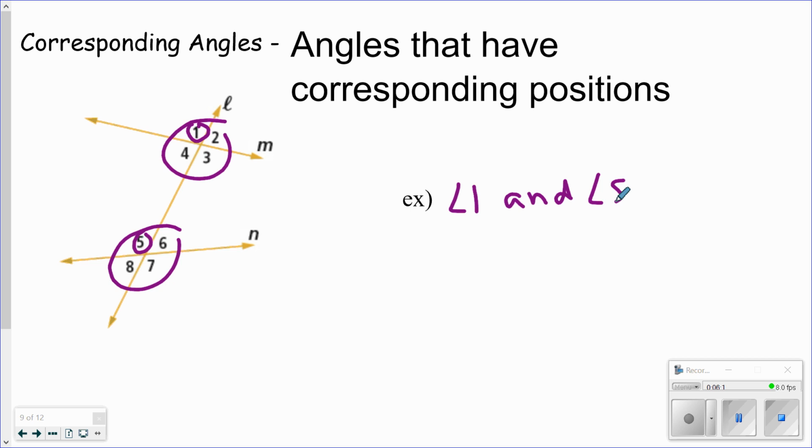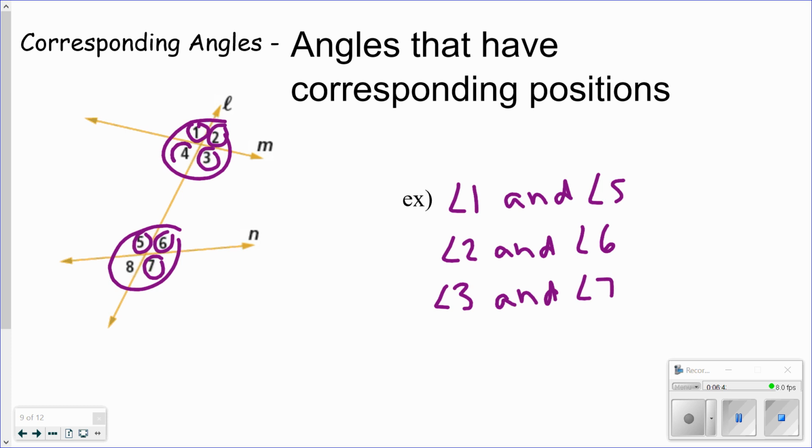The reason they are both in the upper left-hand corner. Next, angle 2 and angle 6 would be corresponding angles. I'll circle those, angle 2 and angle 6, because those are both in the upper right-hand corner. Which angle would correspond with angle 3? Well, it would be angle 7. And then finally, angle 4 and angle 8. Those would be corresponding angles.